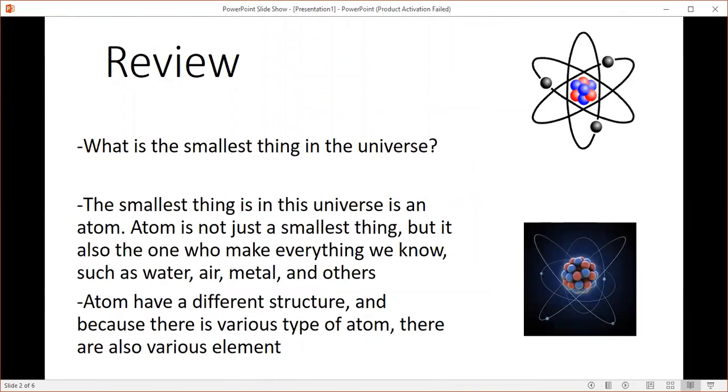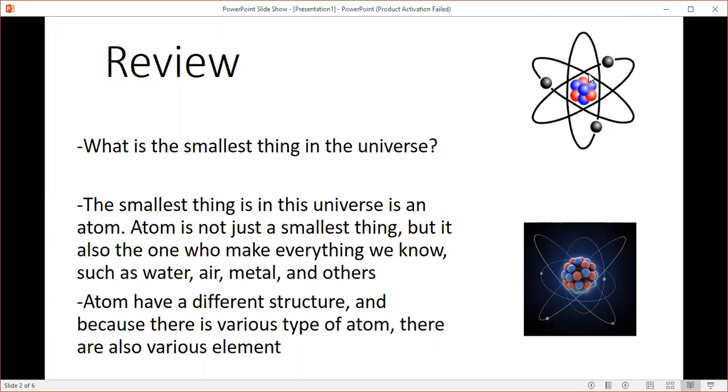Okay, we will review what is the smallest thing in this universe. So, the smallest thing in this universe is an atom. Atom is not just the smallest thing, but it's also the one that makes everything we know, such as water, air, metal, and others. Atoms have different structures, and because there are various types of atoms, there are also various elements.